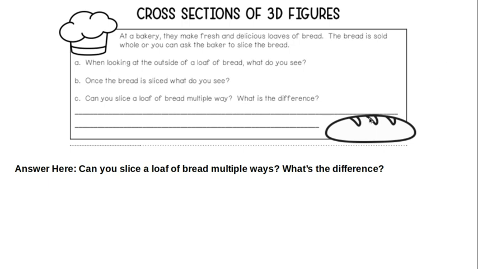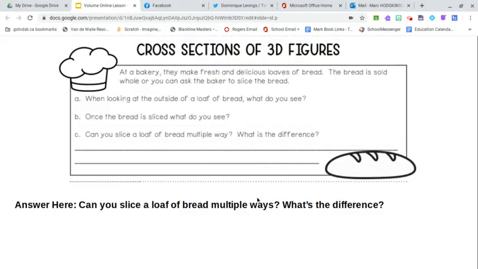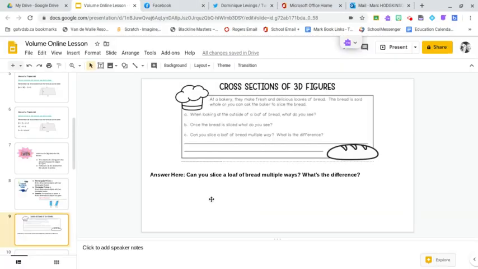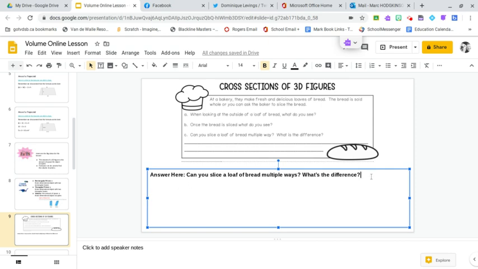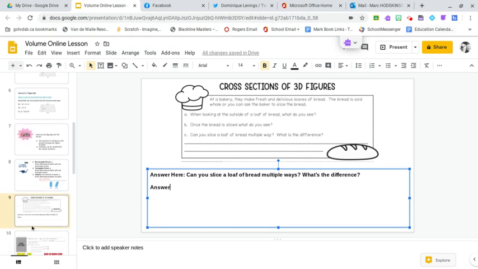What's the difference? So I think the conventional way we would slice bread would be this way, and that would be perpendicular to the base, but we could also slice it parallel to the base, or we could slice it on an angle. So down here, tell me about the difference between those slices. And if I go out of the slide deck for a second, you can see that there is a box there where you're able to type in your response. Okay. Moving on to the next page.